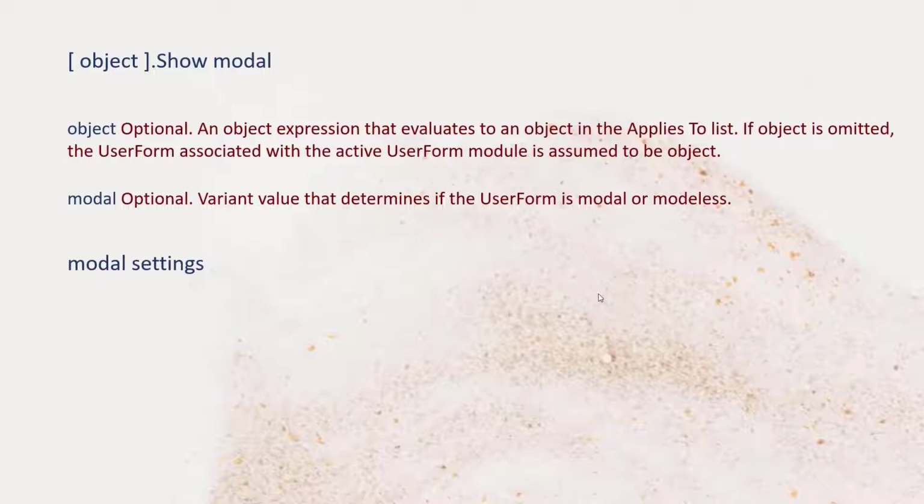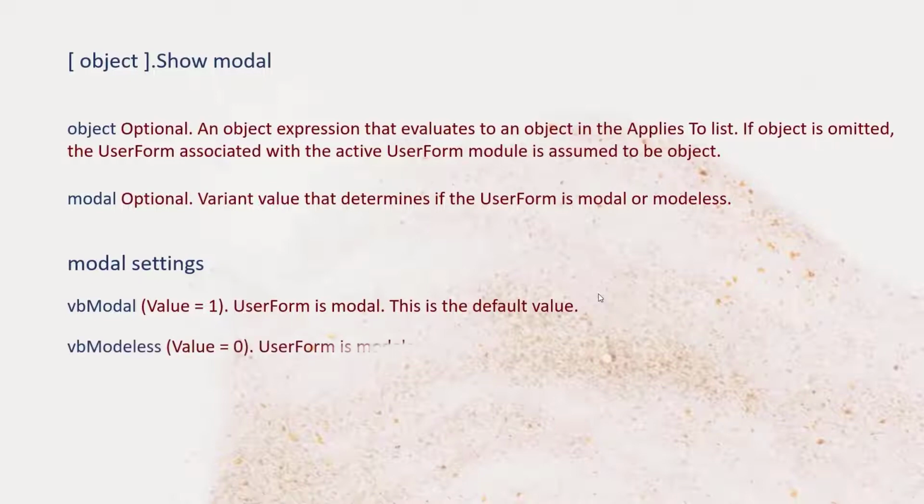The settings for modal are vbModal. The value of this constant is 1 and it sets the form as modal. This is the default value. vbModeless. The value of this constant is 0. This launches the form in modeless mode.